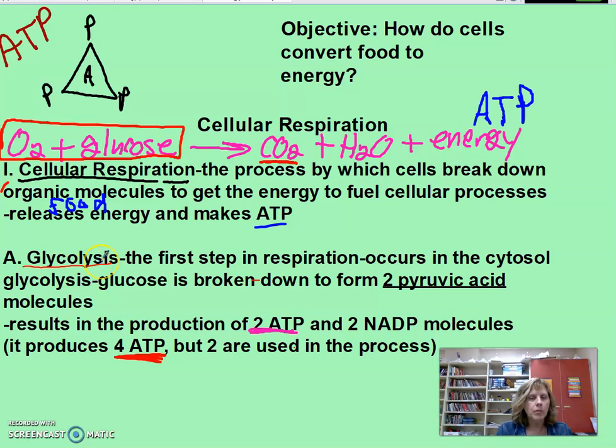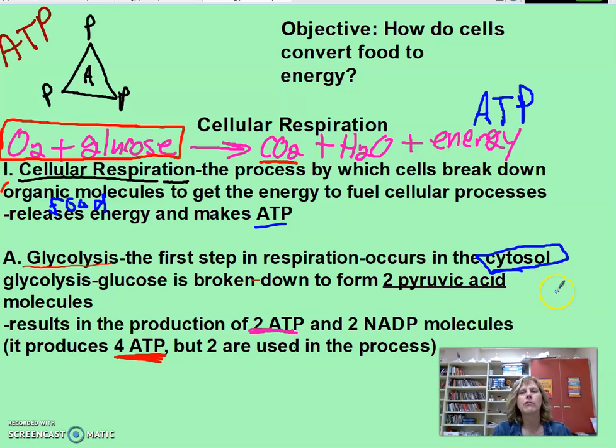Again, that first step, we've mentioned this several times, but I just want to get it in writing. That first step is glycolysis, which actually happens in the cytosol. The cytosol is the gel-like fluid. A lot of times we say cytoplasm. It's the same thing, except the cytoplasm is the gel-like fluid with all the organelles floating around in it.